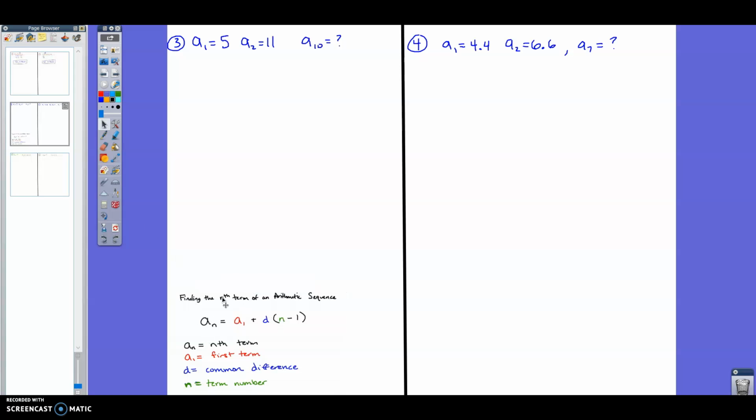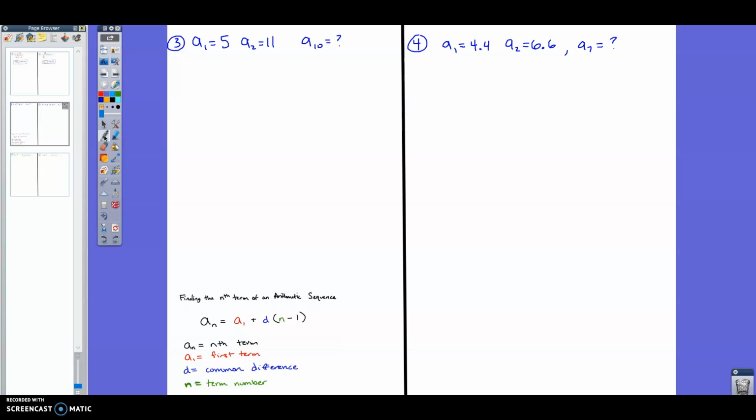Okay, so for these, we're being asked to find a particular term. So we're going to use this formula here, which is what's called the nth term of an arithmetic sequence formula. So the nth term is equal to A1, which is our first term, plus D, which is our common difference. That's the number we add or subtract each time, times N, which is the term number we're looking for, minus 1. So here on this problem, they tell us the first term is 5, the second term is 11, and they want us to find the 10th term.